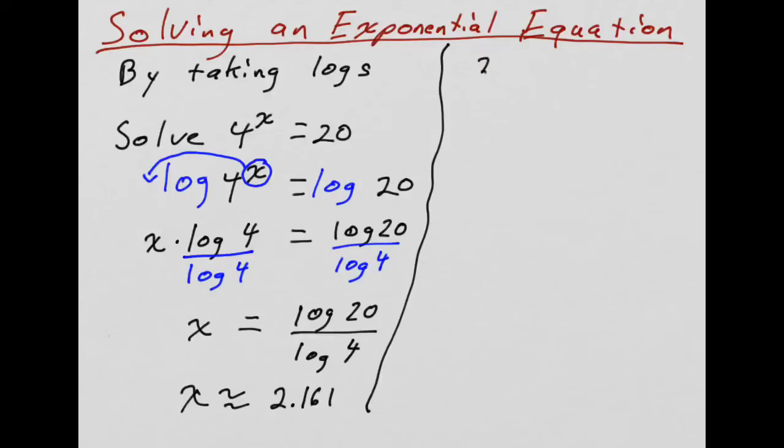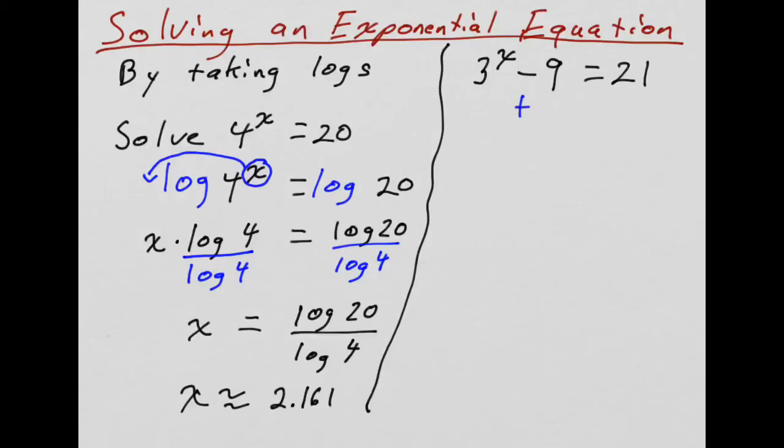Let's say we have 3^x minus 9 equals 21. Now, before I take logs of both sides, I want to have the exponential part all by itself here. So I just want to have that 3 to the x. So I want to get rid of this minus 9. We've got to get rid of that. So we'll do that by adding 9 to both sides.